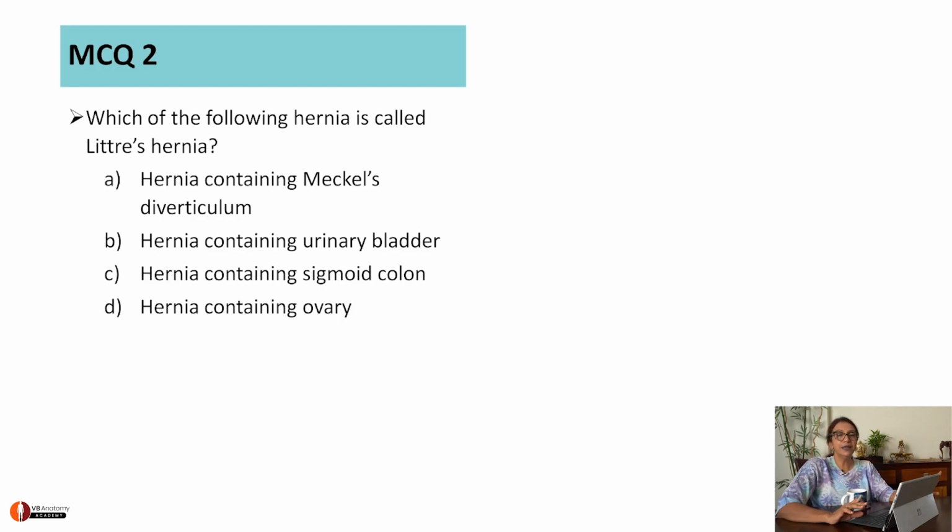Now, which of the following hernia is called Littre's hernia? Stop. Littre's hernia is equal to Meckel's diverticulum. This should happen automatically. So, what are the options? Hernia containing Meckel's diverticulum, yes. This is it. Everything else is there, but this is going to be the answer. Hernia contains bladder. Hernia contains sigmoid colon. Hernia contains ovary. No. Hernia contains Meckel's diverticulum. A has to be the answer.